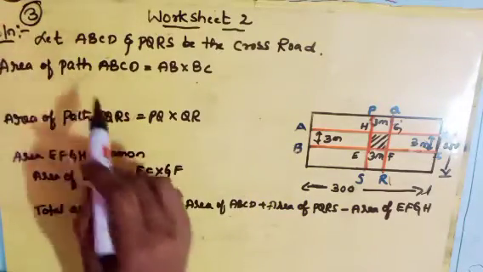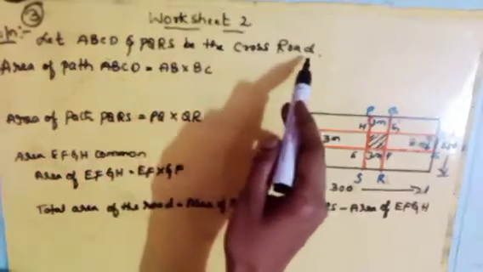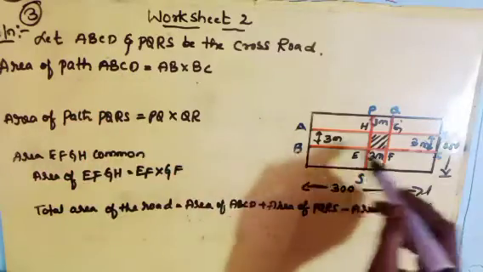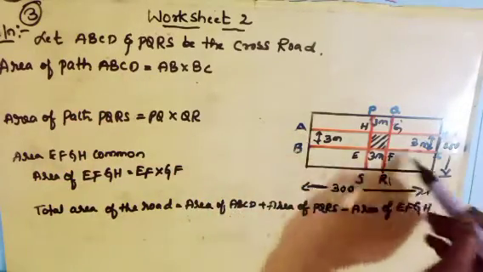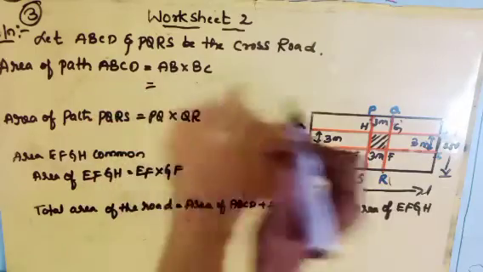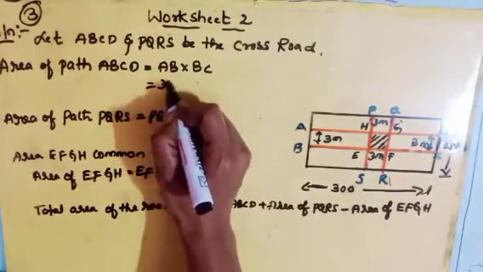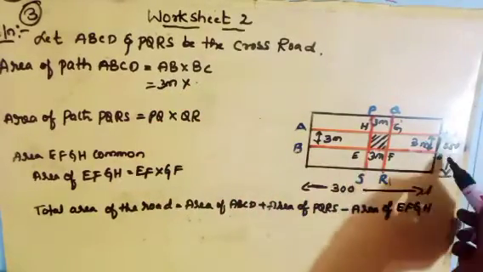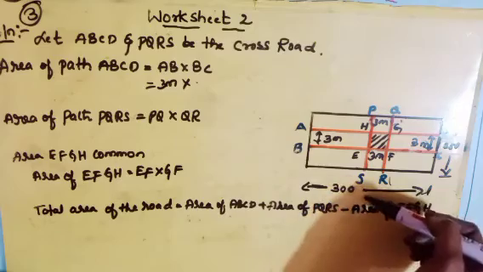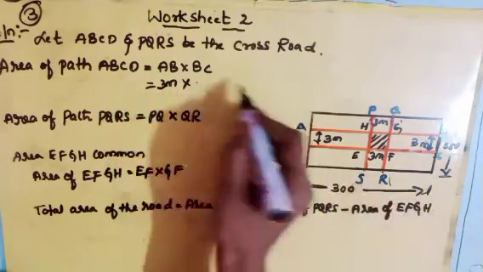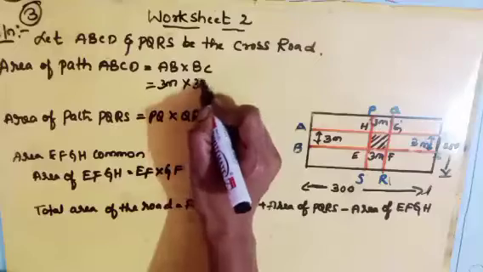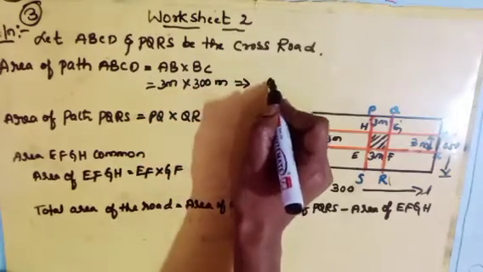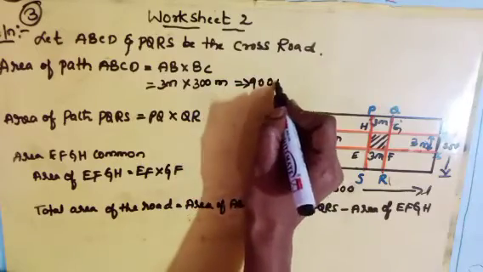This is the third one. Let ABCD and PQRS be the crossroads. First let us find the area of the path ABCD, that is AB into BC. AB is 3 meter, the width of AB is 3 meter, not centimeter, into BC. BC is parallel to the length, which is 300 meters. So the length of BC will be 300 meter. Let us multiply. So what will we get here? 900 meter square.